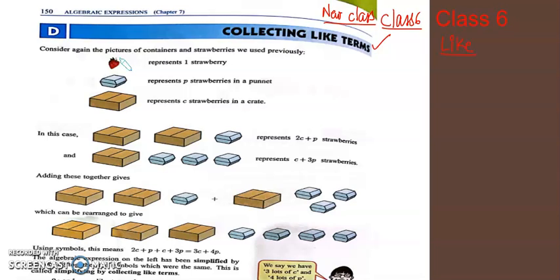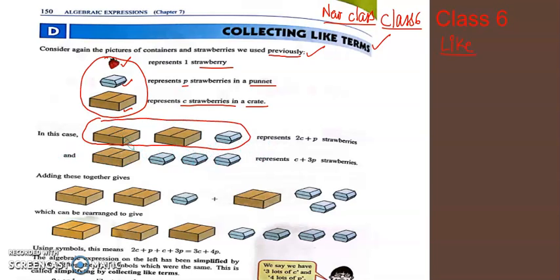Consider again the pictures of containers and strawberries we used previously. This represents one strawberry. This represents P strawberries in a punnet, and this represents C strawberries in a crate. This you have to remember, and then we proceed. In this case, we are talking about this figure.